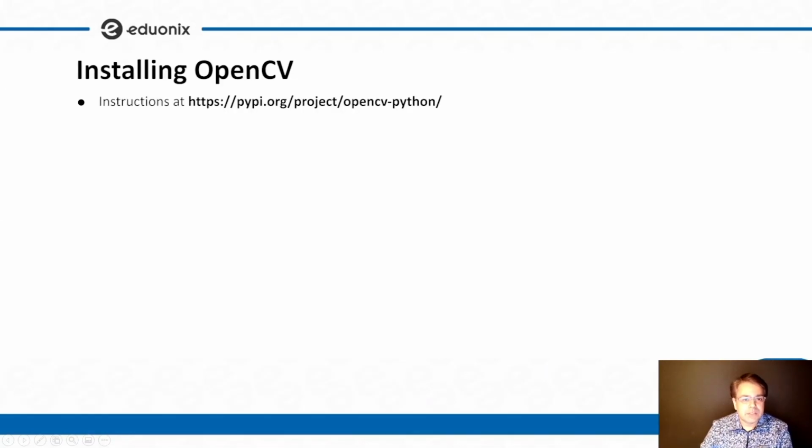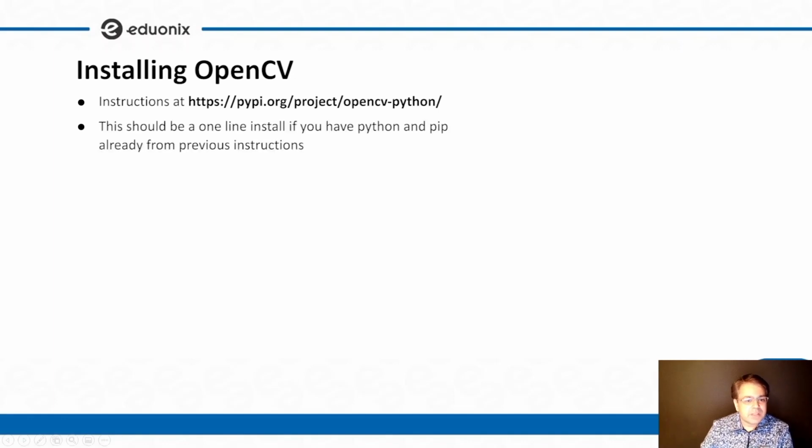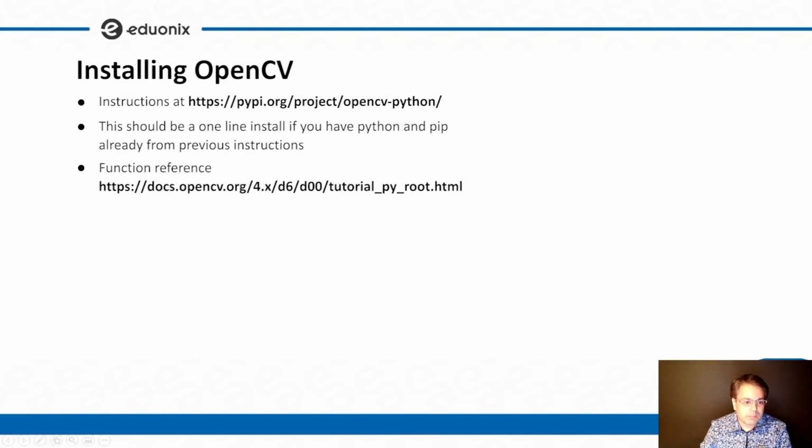And finally, we'll install OpenCV. The instructions to install OpenCV are at this website, it should just be a one-line install. If your Python is already installed properly, and pip is a package in Python, if they're already installed from the previous instructions, it should just be a single-line install for OpenCV, and you should have no problems.